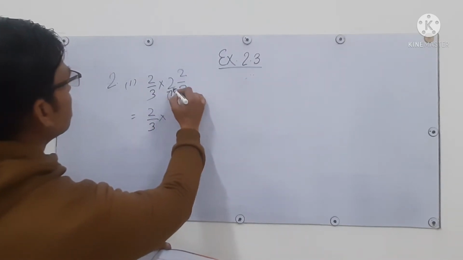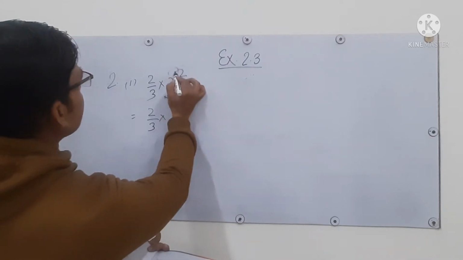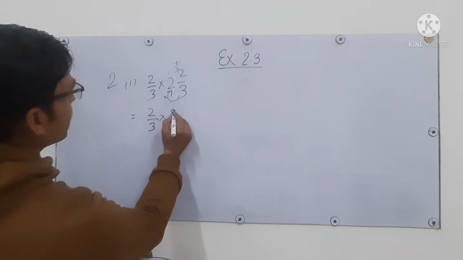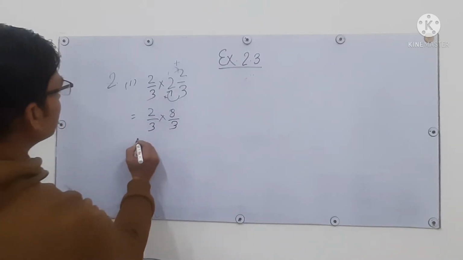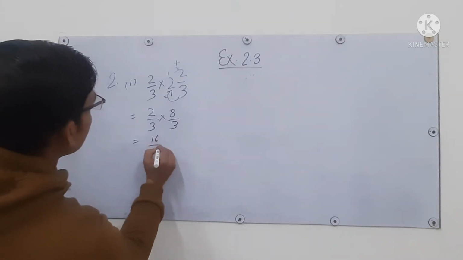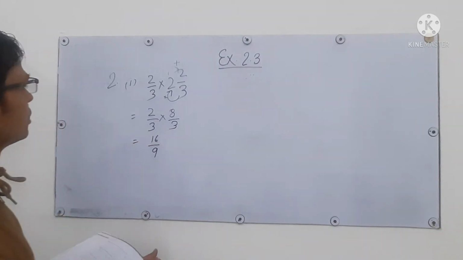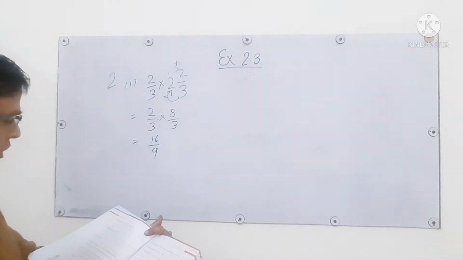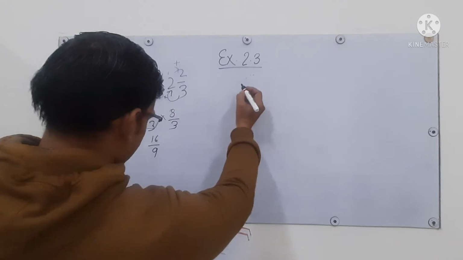So we will just solve the fraction 2 and 2 by 3, and a mixed fraction can be solved like this: we multiply and then add. So it will be 3 times 2 is 6 plus 2, that is 8 by 3. So the lowest fraction possible will be 16 by 9. So part 1 is very easy, and now we will solve part 7.